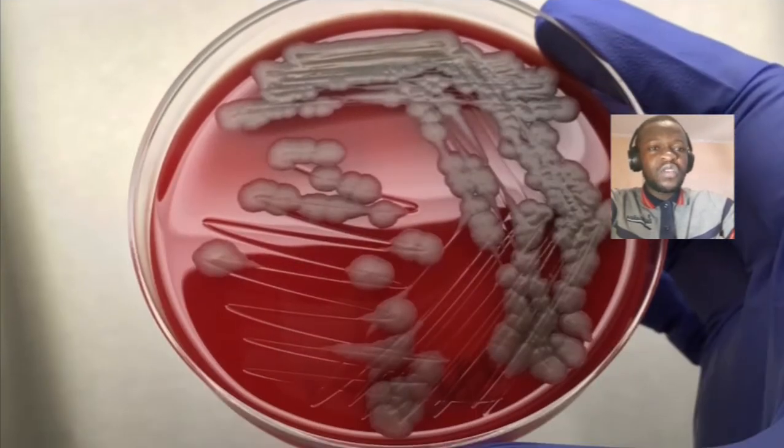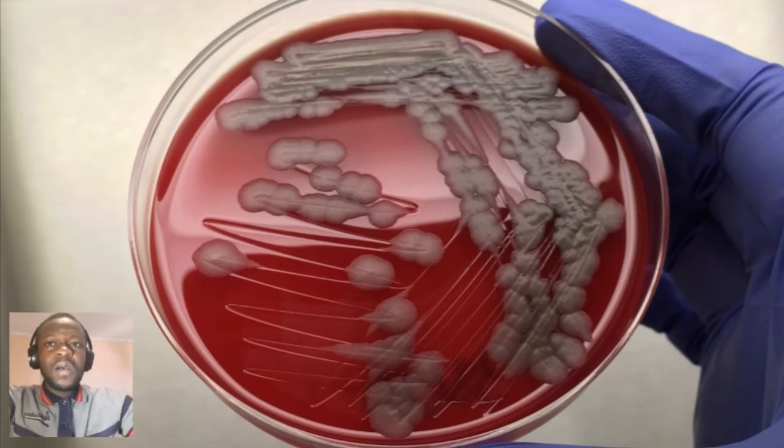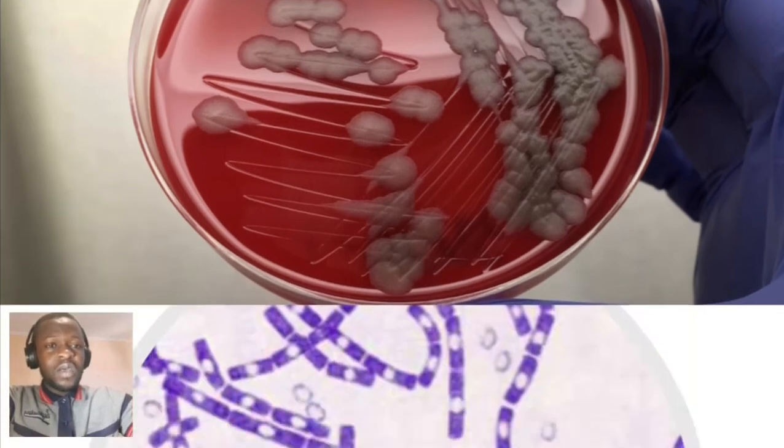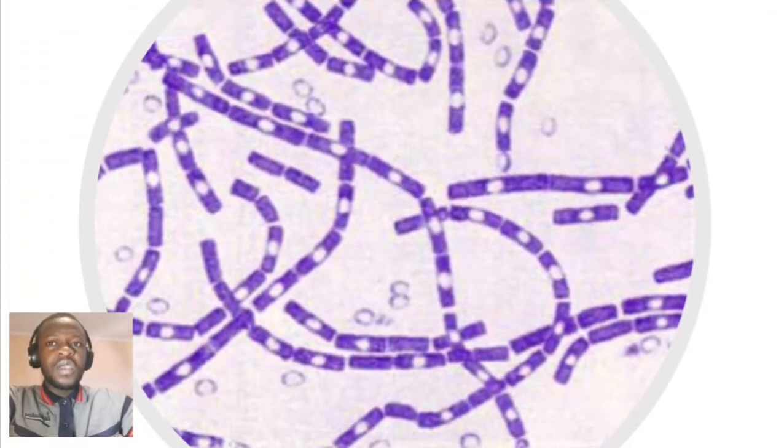Firstly, I want to show you this medusa head. You can see the outgrowth right here. So this is anthrax on culture. The next one here is showing gram-positive rods arranged in chains. So you can see chains.